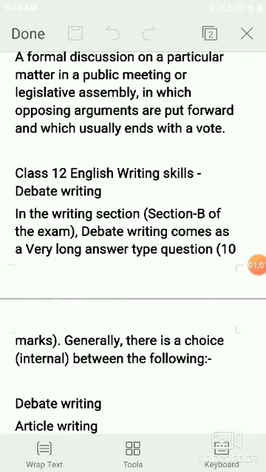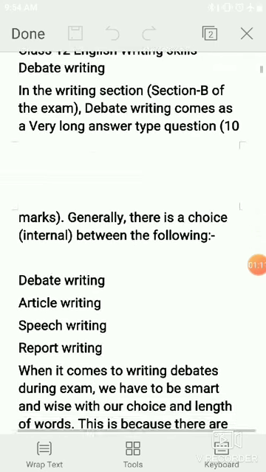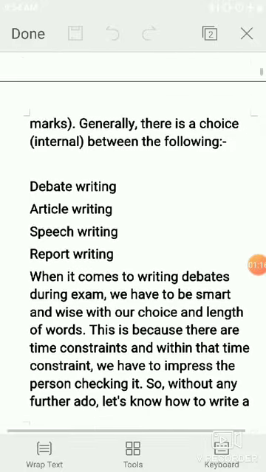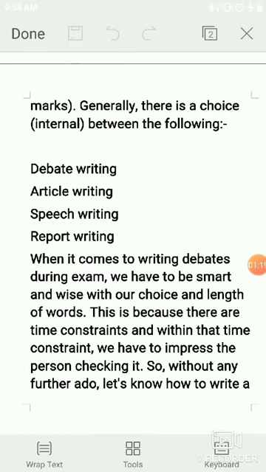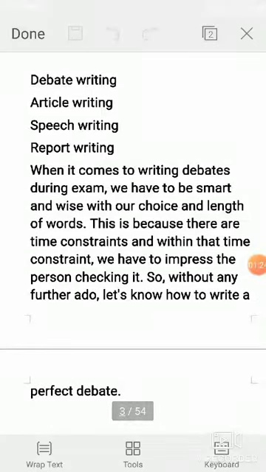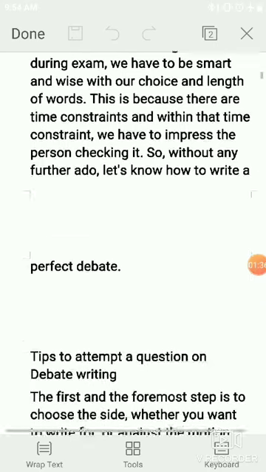Now we will discuss class 12th writing skills in debate writing. In writing section B, debate writing comes as a very long answer type question, where we get topics such as debate writing, article writing, speech writing or report writing. When writing a debate during exams, we have to be smart and wise with our choice and length of words. This is because there are time constraints, and within them we have to impress the person checking it. So, without any further ado, let's learn how to write a perfect debate.